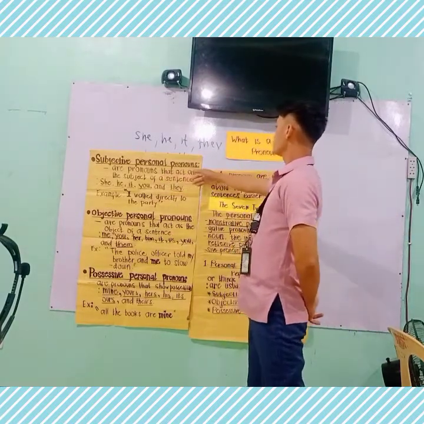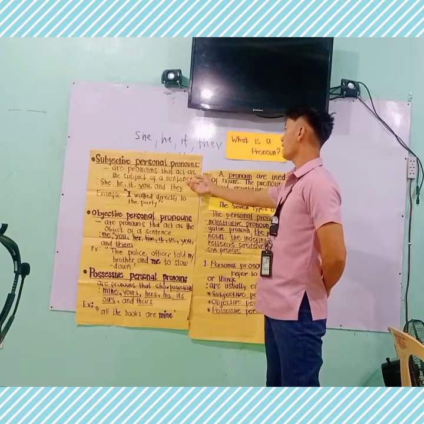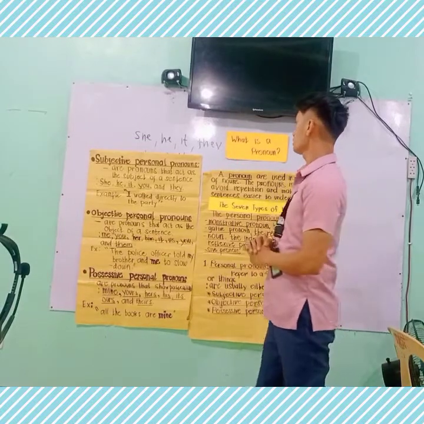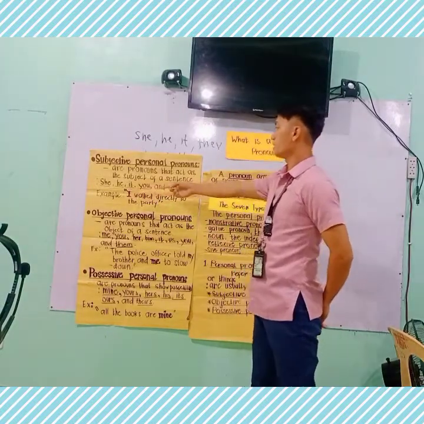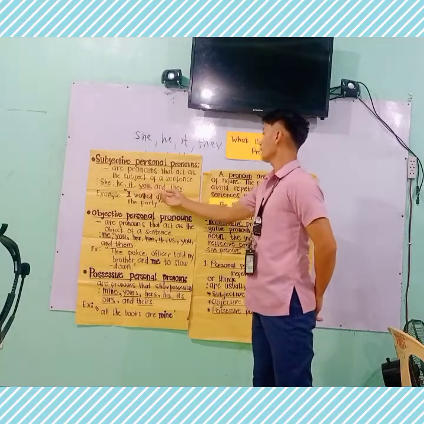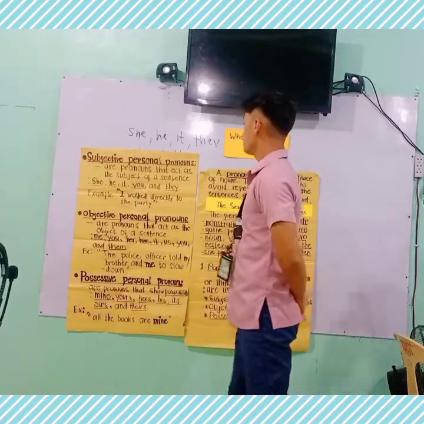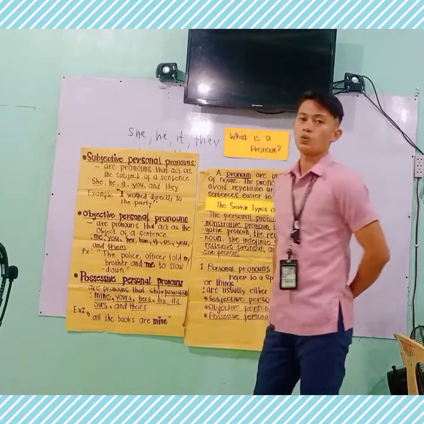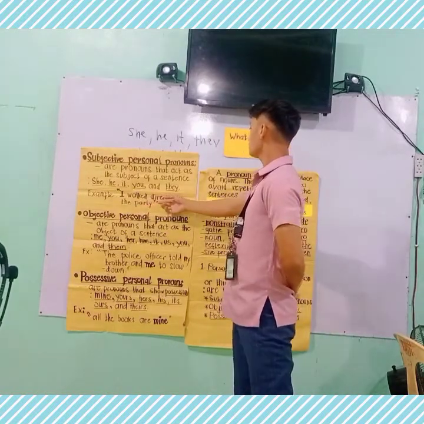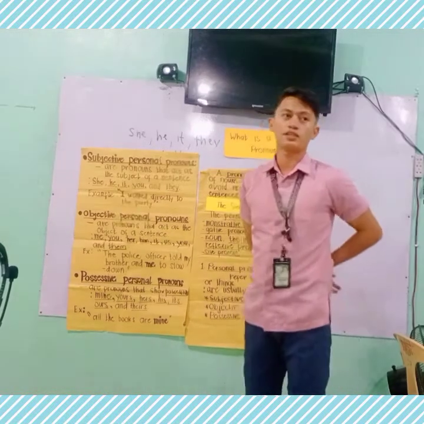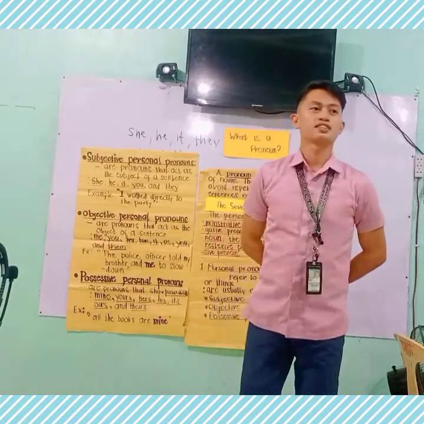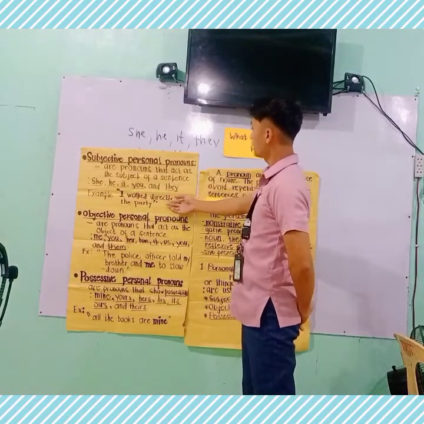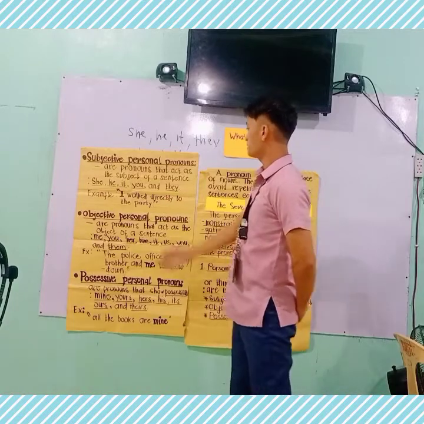So, subjective personal pronouns are pronouns that act as the subject of a sentence. The subjective personal pronouns are she, he, it, you, and they. So, here's an example. I walk directly to the party. So, where's the personal pronoun here in the sentence? Okay, Mr. Ray? Okay, thank you. That's correct. So, the subjective personal pronoun here in the sentence is the I.